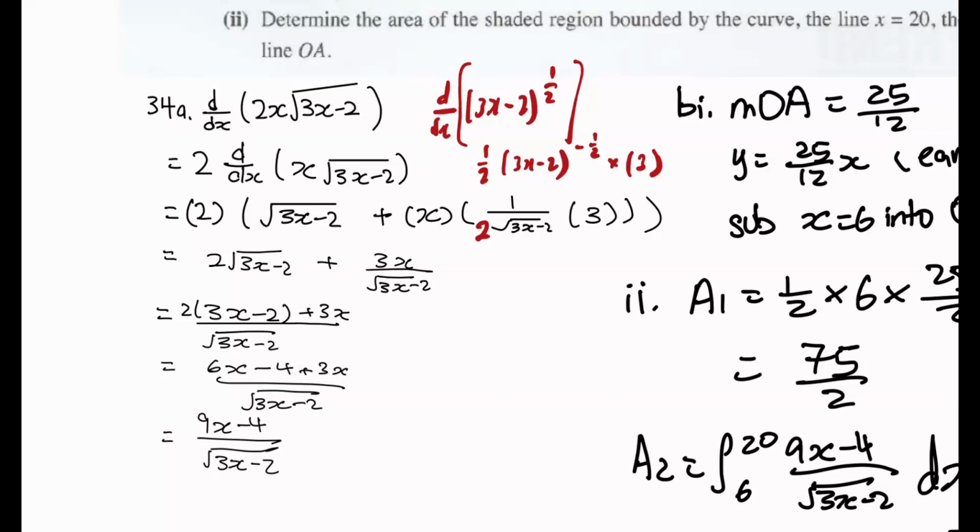Bring down the half, right? Yeah, so do it step by step. Safer. Bring down the whole power, minus 1 to get the new power. Half minus 1 to get -1/2. Then 3x minus 2 differentiate, you get 3. Okay, then distribute the 2 into the first and the second term.